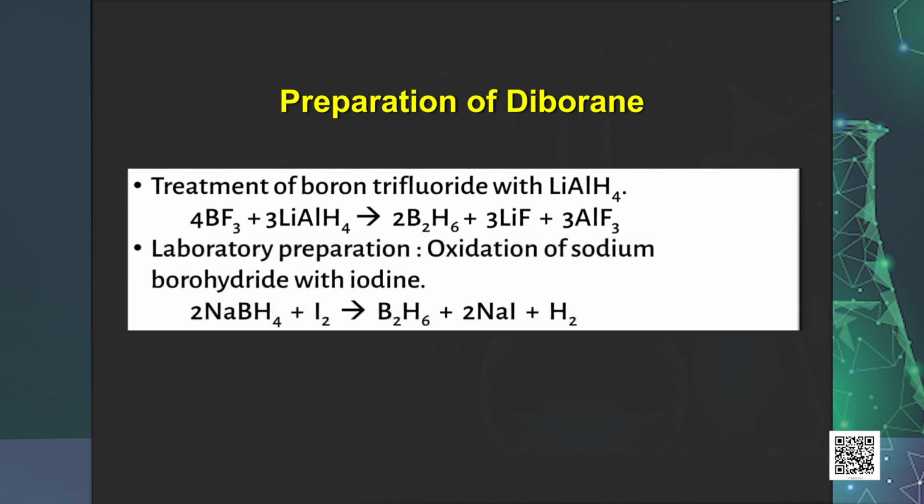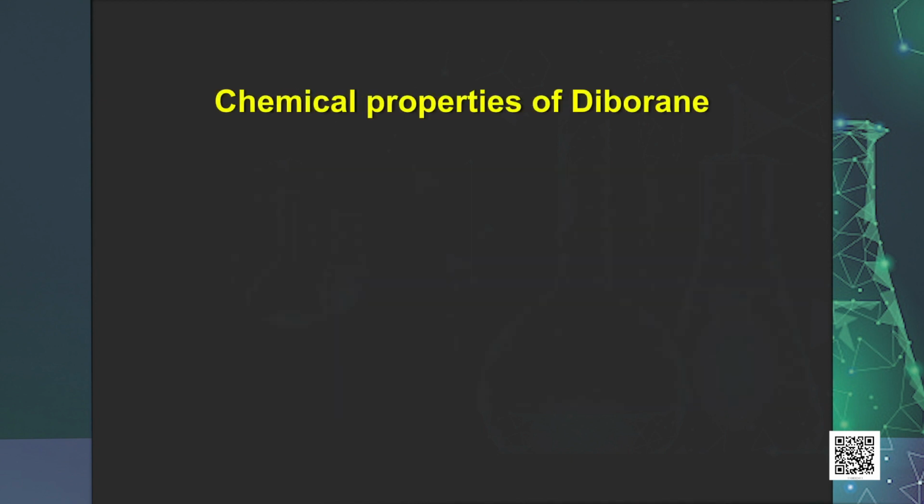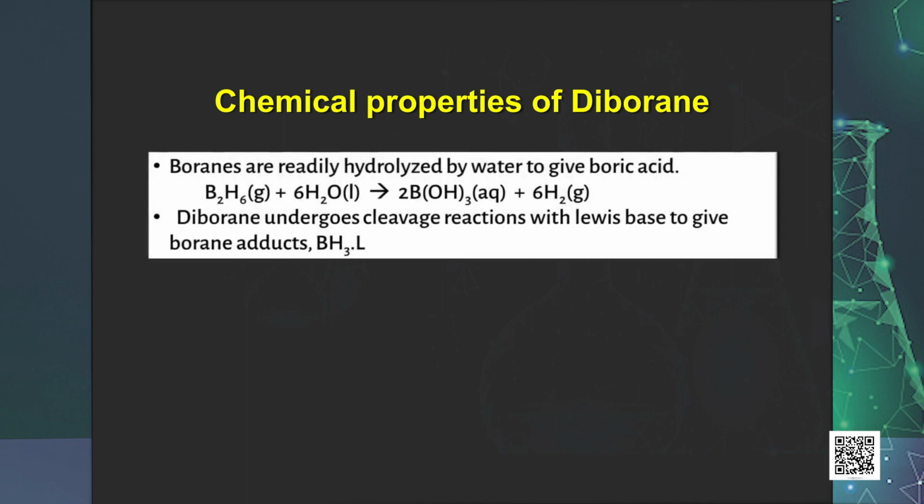Laboratory preparation of diborane is done by the oxidation of sodium borohydride with iodine, represented as 2NaBH4 plus I2 giving B2H6 plus 2NaI plus H2. Whereas industrial scale synthesis involves the reaction of BF3 with sodium hydride, which is 2BF3 plus 6NaH giving B2H6 plus 6NaF.